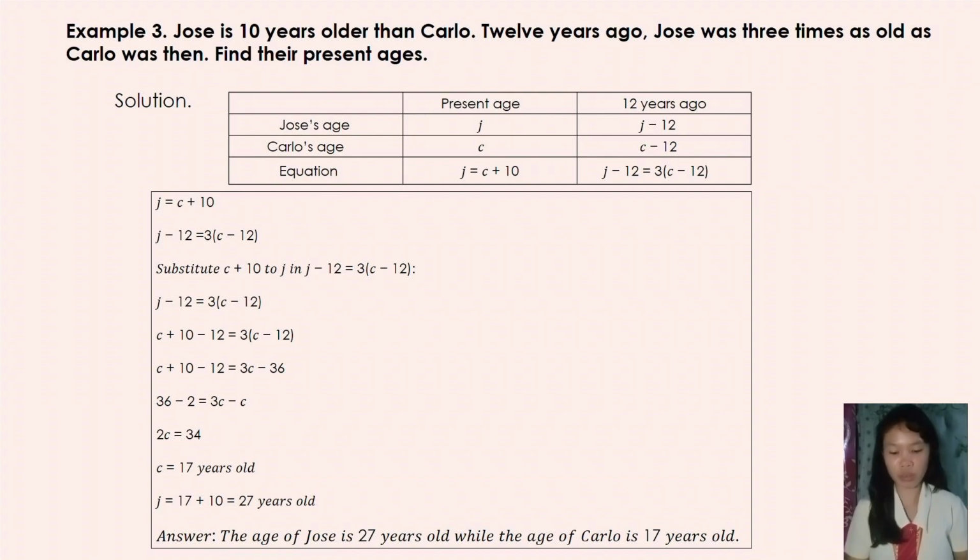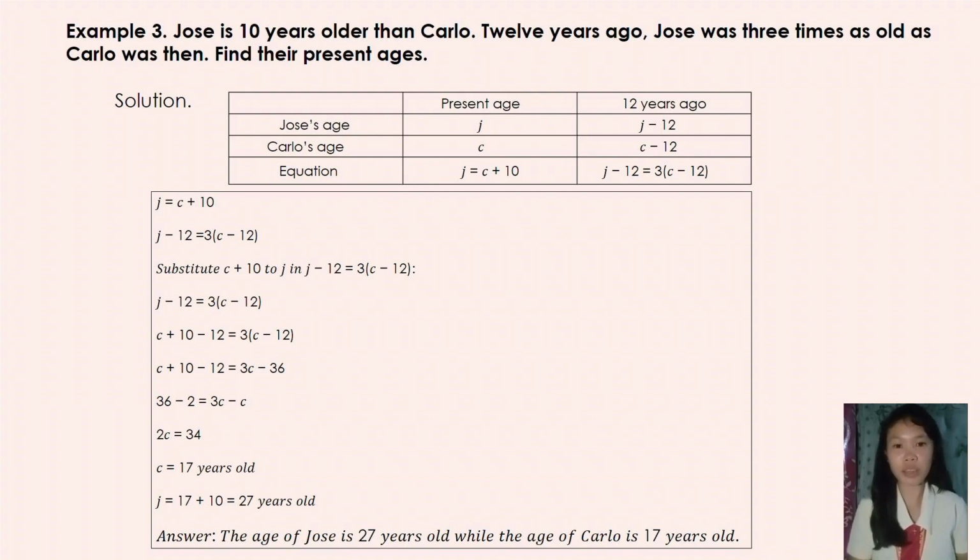So we will substitute C plus 10 to J in J minus 12 equals 3 times quantity C minus 12. It will be C plus 10 minus 12 equals 3 times quantity C minus 12. C plus 10 minus 12 equals 3C minus 36. So we will combine similar terms. 36 minus 2 equals 3C minus C. So it will be 2C is equals to 34.